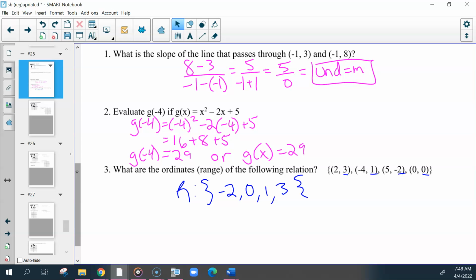And number 3 is looking for the range of these ordered pairs. So least to greatest, this would be -2, 0, 1, 3. Questions on any of those 3?